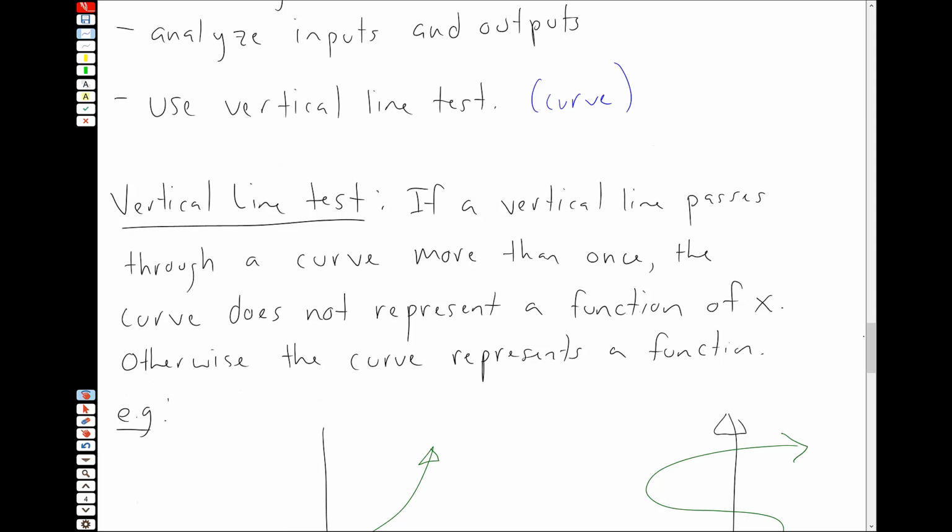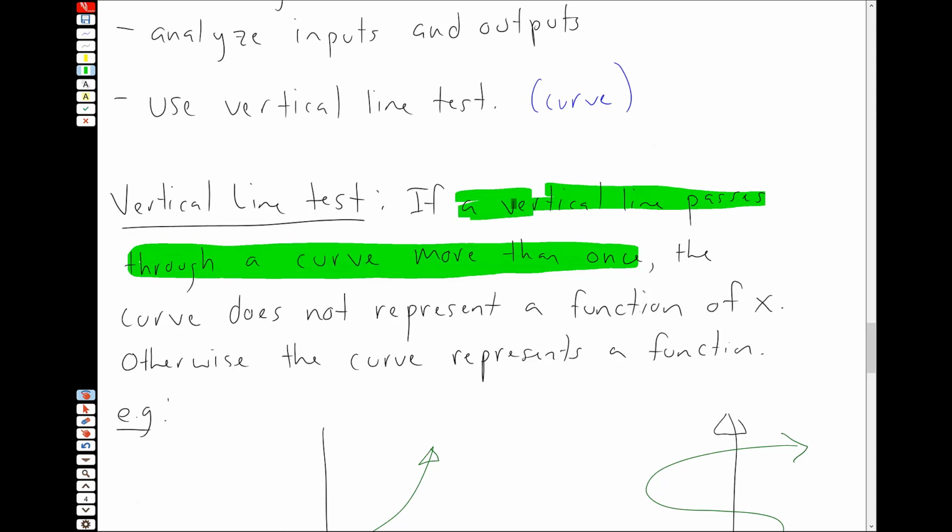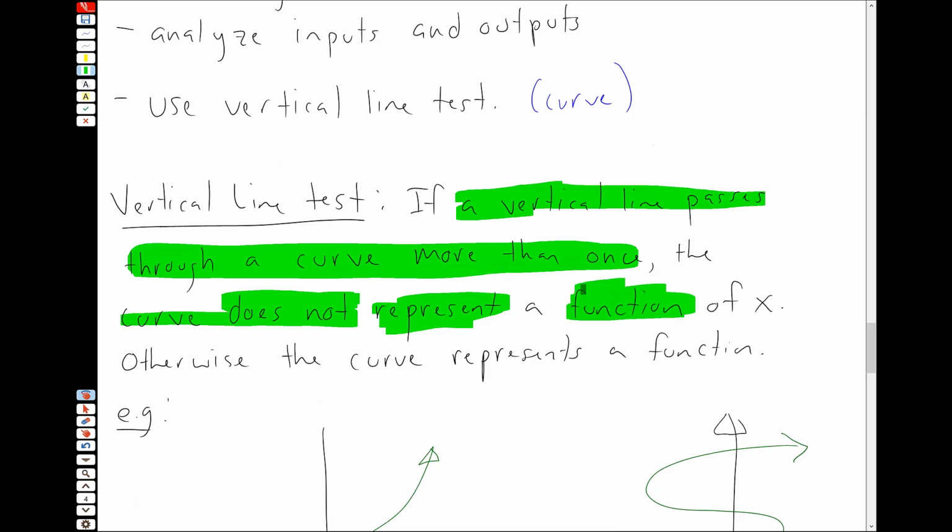If a vertical line passes through a curve more than once, okay, so again, keywords here. If a vertical line passes through a curve more than once, the curve does not represent a function. Okay, so again, if we have a curve and we draw a vertical line and it passes our curve more than once, that is not a function. Otherwise, the curve represents a function.